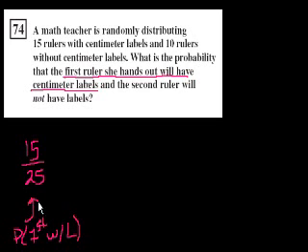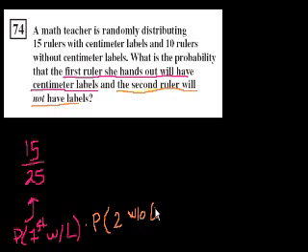But they want to know the first one having centimeter labels and the second ruler not having. And the second ruler will not have it. So you're going to have to multiply the probability of the first ruler times the probability that the second is without labels. And now this is the key: given that the first ruler had labels.